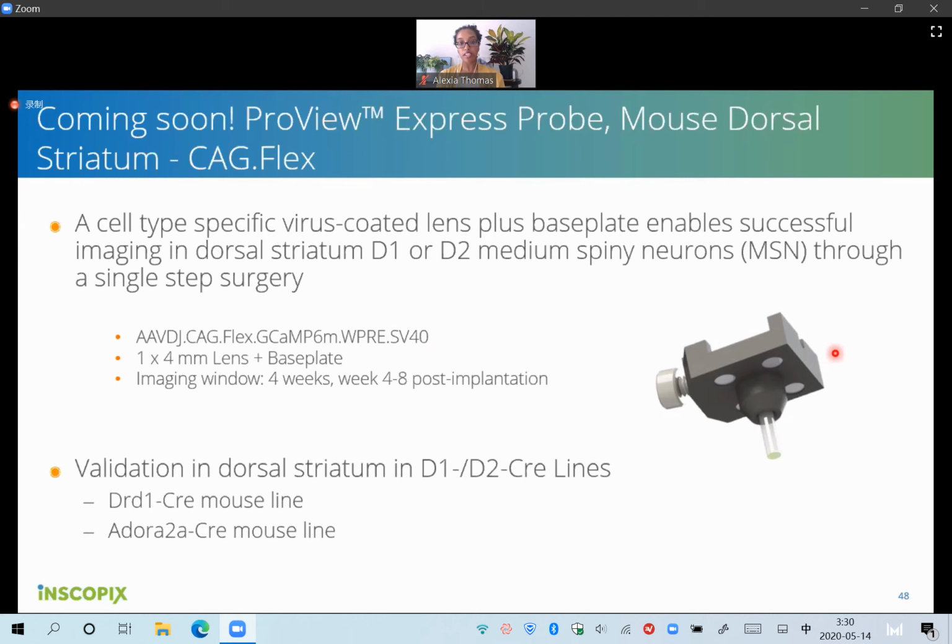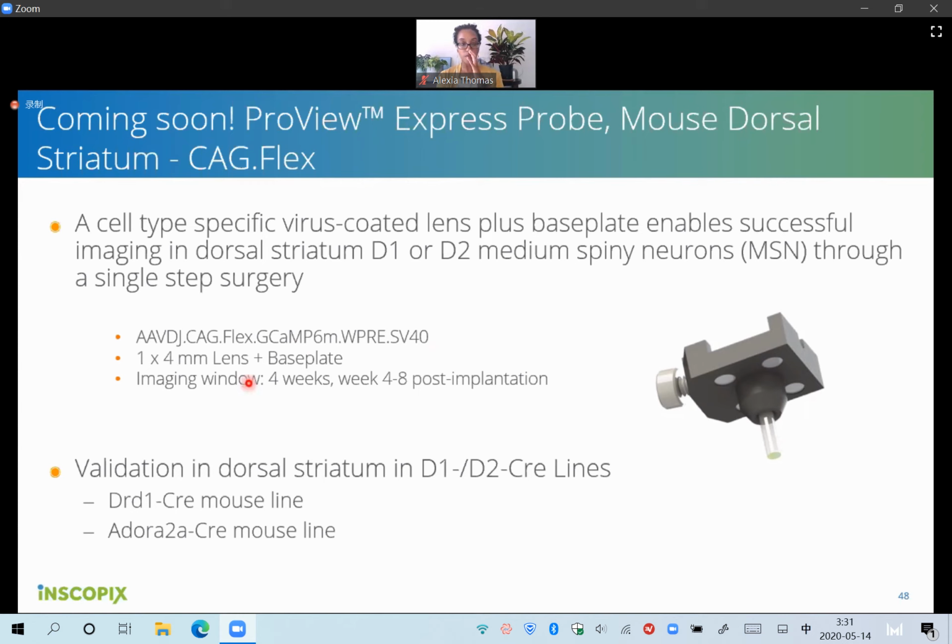So with that in mind, the new virus that we are currently validating and hope to release in about 2 to 4 months is a cell type specific virus coated lens plus baseplate, again, to enable you successful imaging. In this case, in the dorsal striatum in D1 or D2 medium spiny neurons through a single step surgery. You can see the viral vector here. It's an AAV-DJ, a CAG FLEX. So with the FLEX, when you combine that with a Cre mouse line, you would be able to get that specificity. The exact lens type is a 1x4 millimeter integrated lens.